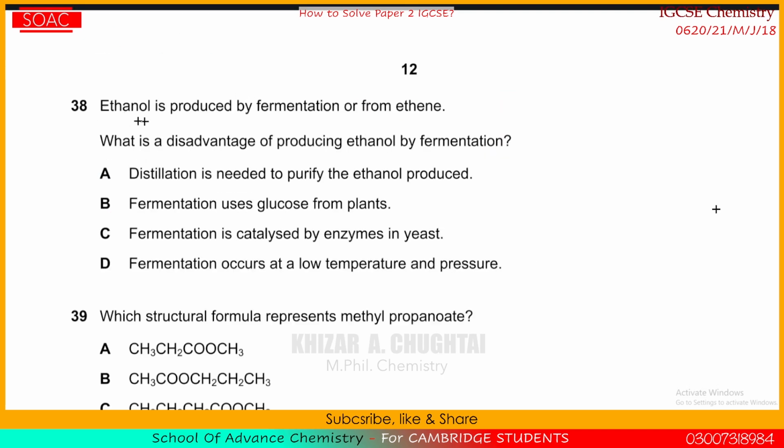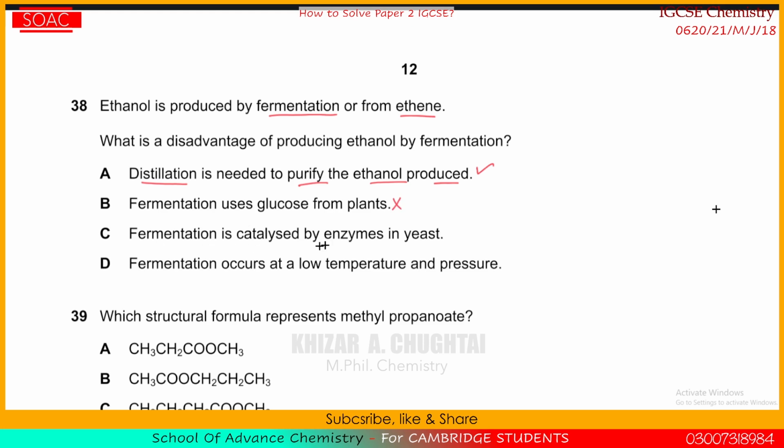Question number 38. Ethanol is produced by fermentation or from ethene. What is a disadvantage of producing ethanol by fermentation? A option, distillation is needed to purify the ethanol produced. Yes, this is a disadvantage. Fermentation uses glucose from plants. No, that is an advantage. So this is not a disadvantage.